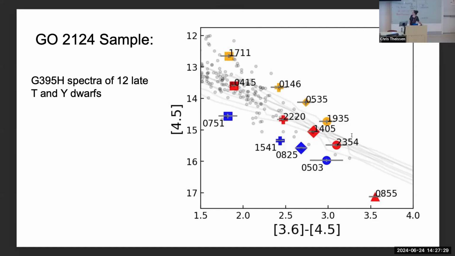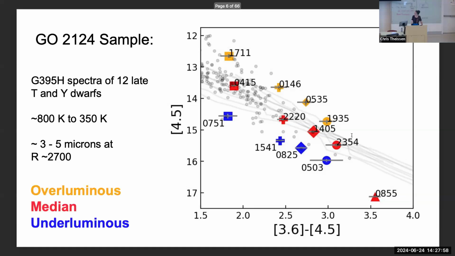We chose to use the G395H because it hones in on that non-equilibrium chemistry, but at a higher resolution than what Sam was presenting before. So that's objects that span these late T and Y dwarfs that Jackie introduced for us, with temperatures of 800 Kelvin to about 350. And then we also have 0855 hanging out down here by itself at a cooler 275 Kelvin.